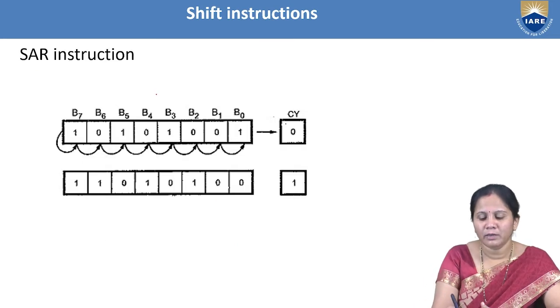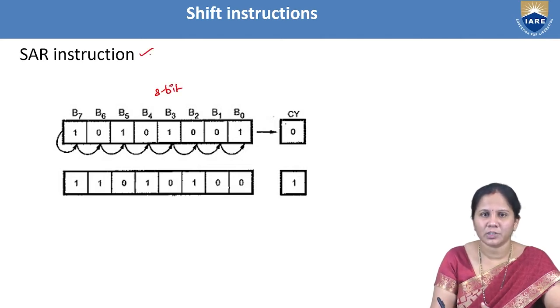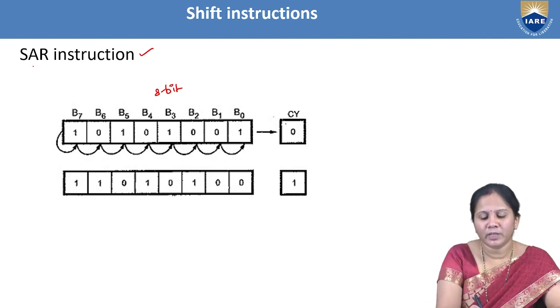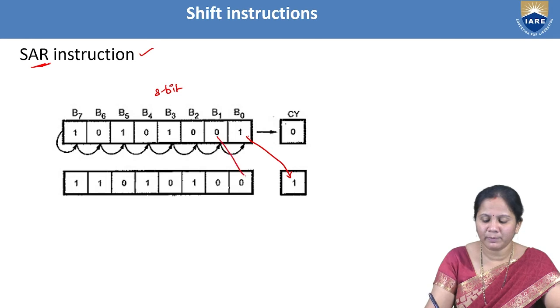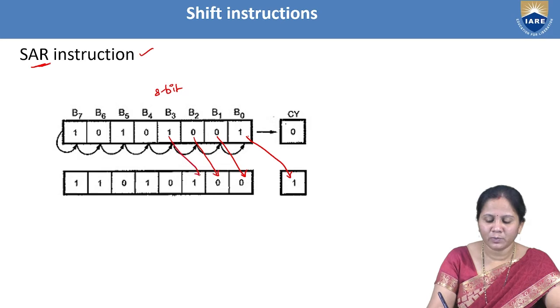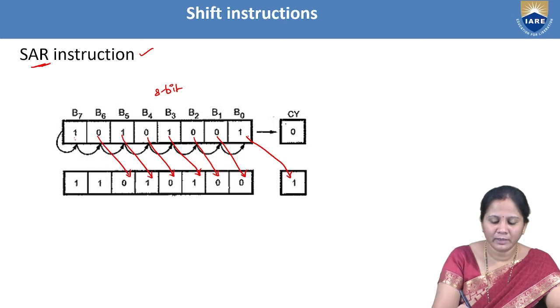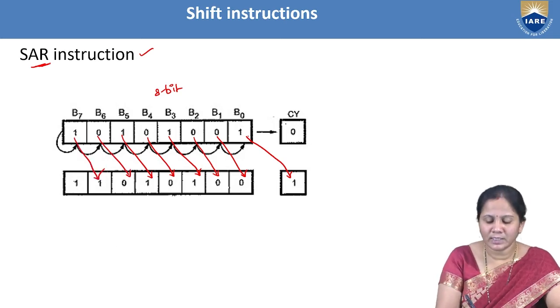Now, here we are considering 8-bit data in order to clearly understand the operation of this SAR instruction. So here shift right: the data will be shifted towards right by 1 bit. This is B0. This B0 bit is shifted towards right by 1 bit, so it comes here. Next this B1 bit will be here. And next B2 bit will be shifted towards right by 1 bit. All the bits will be filled here. This is the MSB bit.